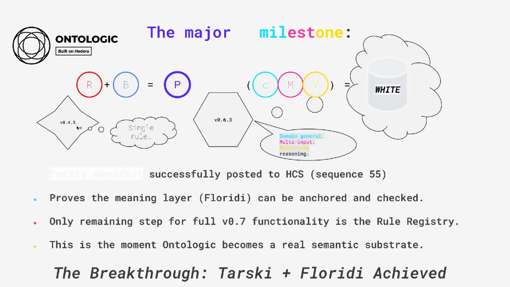Moving from v0.4.5, where we implemented a single rule, to v0.6.3, where we're now able to specify a specific domain with multi-input and multi-rule reasoning, proving an entity exists outside of these default 2-rule, using rules to prove the rules that prove that this exists. We advanced from the early R plus B equals P prototype to fully domain general reasoning. And critically, the entity manifest posted to Hedera's consensus service at sequence 55 demonstrates the meaning layer anchoring Ontologic and showing what it's designed for.